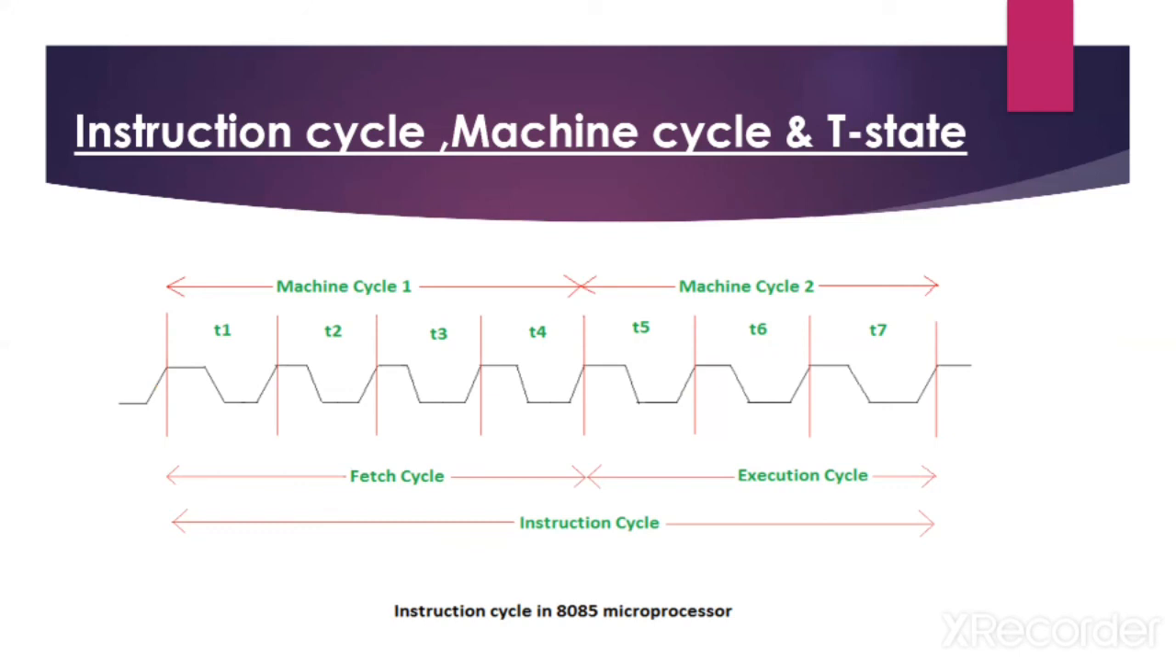Next is machine cycle. Machine cycle is defined as the time required to complete any operation of accessing either memory or input output, which is a subpart of an instruction. In 8085, the machine cycle may consist of 3 to 6 T states.